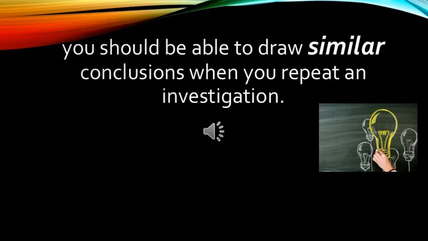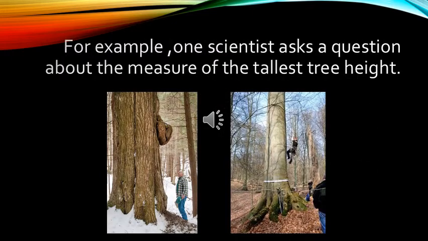You should be able to draw similar conclusions when you repeat an investigation. For example, if one scientist asked himself about the tallest tree in the world, he investigated the place of that tree, he traveled, he measured that tree, and he found that it was about 100 meters, for example. Another scientist did the same. He investigated and measured that tree. He found that the tree is about 105 meters.